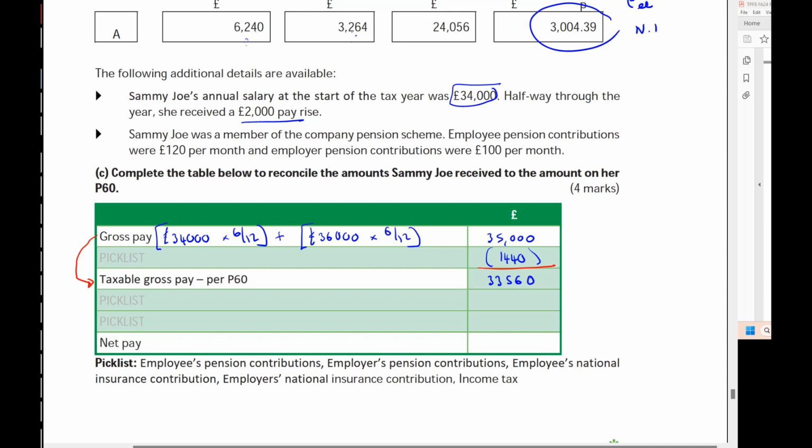What will be deducted at that stage? Is there anything in the pick list or anything in the question that would help me? It tells me Sammy Jo was a member of the company pension scheme. Employee pension contributions were 120 per month. Now, if you put money into your pension contribution, that is then not taxed. So you get tax relief on pension contributions. So the employee pension contributions, £120 per month for 12 months, hopefully give me 1,440, which they do. So from the gross to the taxable gross, you deduct employee pension.